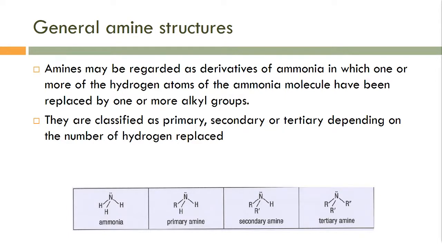All right. So here are general structures for amines. Amines may be regarded as derivatives of ammonia, in which one or more of the hydrogen atoms of the ammonia molecules have been replaced by alkyl groups. So if you look at the four general formulas there, ammonia, which you should know as NH3, is there. Now, if the nitrogen is bonded to any carbon instead of 3 hydrogens, you get an amine.